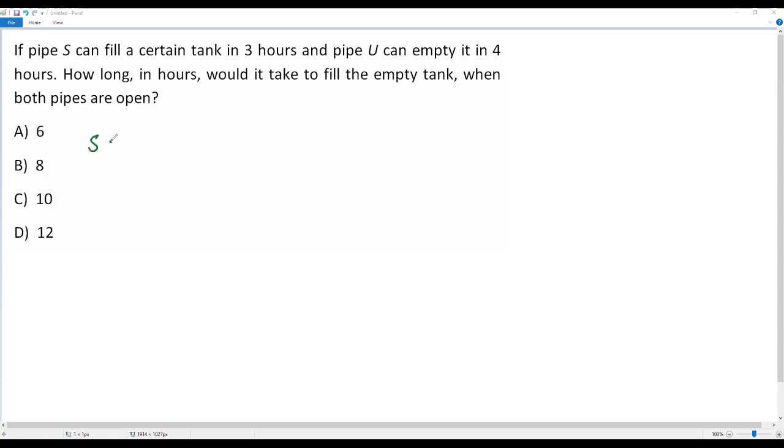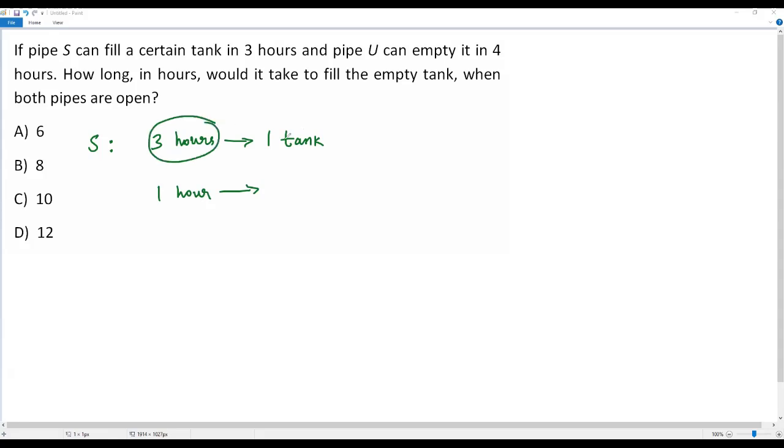Okay, now let me consider the pipe S. It can fill the tank in 3 hours. That is, in 3 hours, it can fill one complete tank. Okay, then what part of the tank is filled by the pipe S in just 1 hour? In 3 hours, one full tank is filled by the pipe S. In 1 hour, what part of the tank will be filled by the same pipe S?